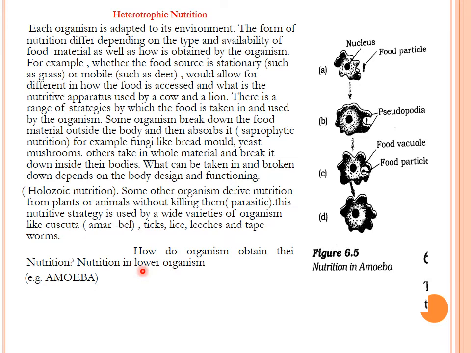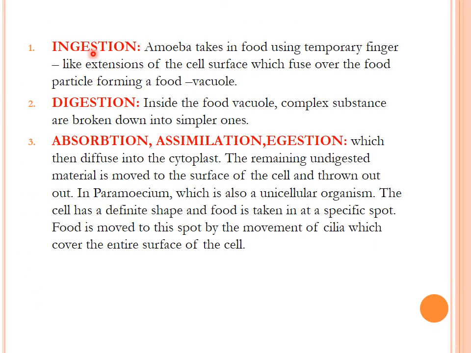Nutrition in lower organisms, where we are taking the example of amoeba and paramecium, which are unicellular organisms. Its mode of nutrition is heterotrophic and holozoic. Holozoic mode of nutrition involves a few steps such as ingestion, digestion, absorption, assimilation and egestion.